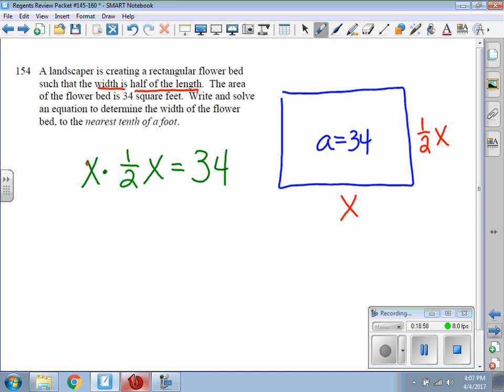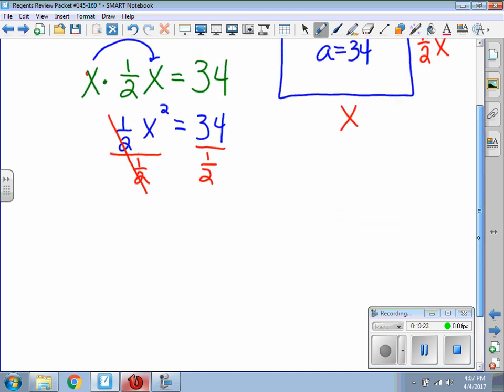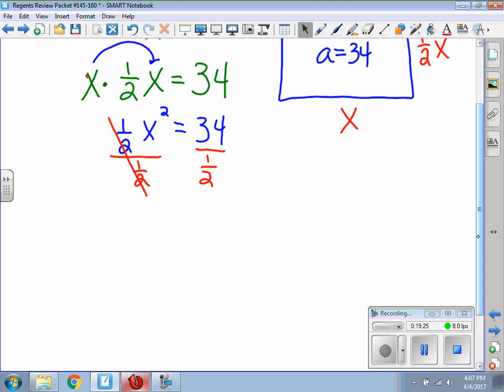All right, well now I've got to do some math here. x times x is x squared, so 1/2 x squared equals 34. I want to get that x by itself, so let me get rid of the 1/2. I can divide it out or multiply by the reciprocal, 2/1. When I do 34 divided by 1/2, I get x squared equals 68.